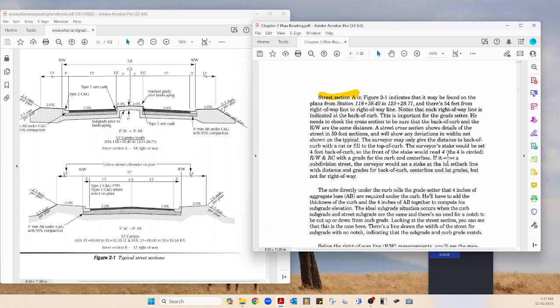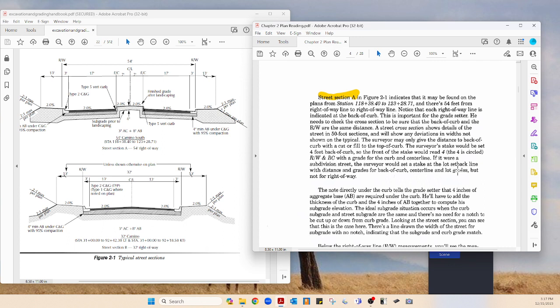But what's he saying down here? The survey stake would be set 4 foot back of curb, so the front of the stake would read 4. If he's going to set it 4 foot back, that would be 4 with a circle around it. And then it'll say the right-of-way and back of curb with the grade for the curb, which would be a cut or fill, and the center line. And how far it is to the center line would be on that stake. And that'd be written on both sides. The lot setback line with distance and grades for back of curb, center line, and lot grades.